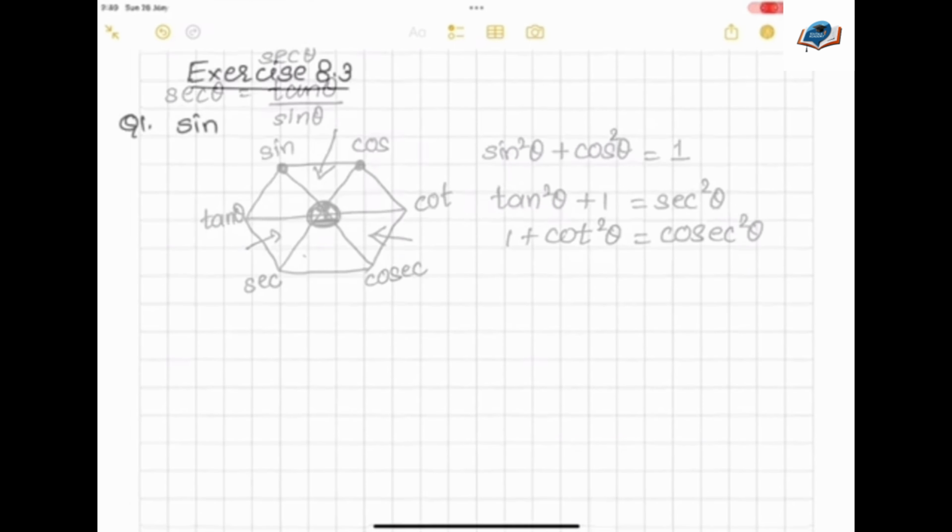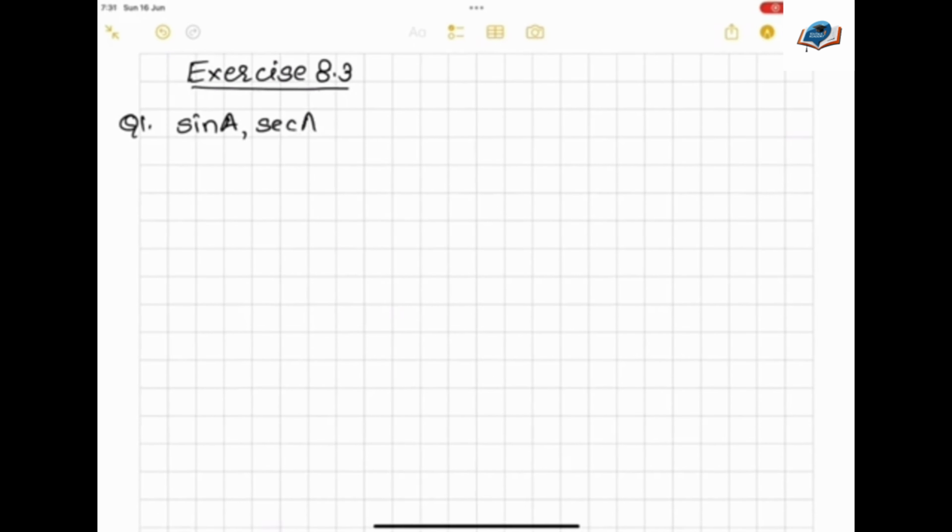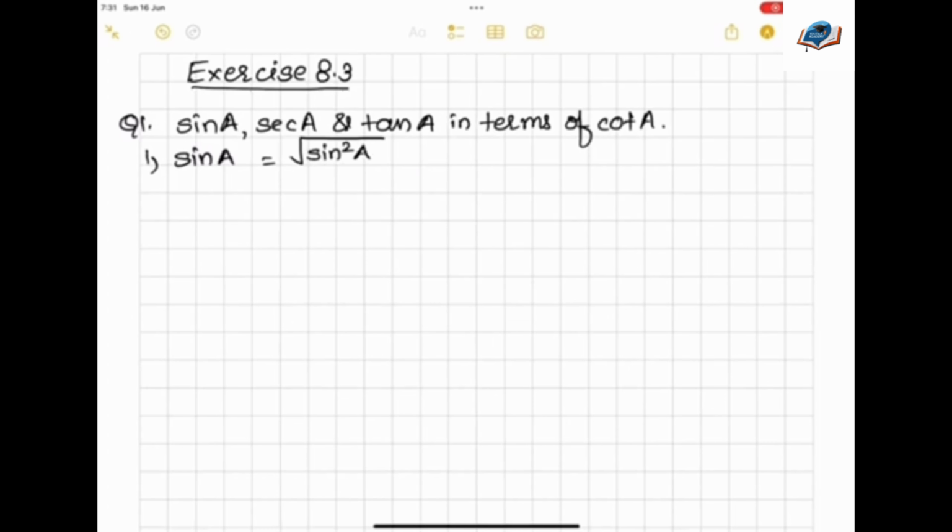Now exercise 8.3 question 1 says: express sin A, sec A and tan A in terms of cot A. I have to find all these relations in terms of cot A. So first, sin A. Sin A means root of sine square A. Now sine square I can write as 1 upon cosec square A.